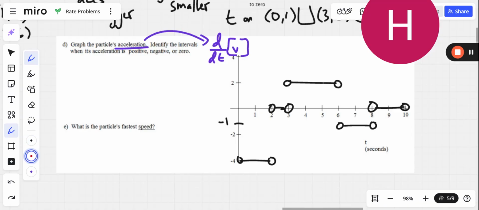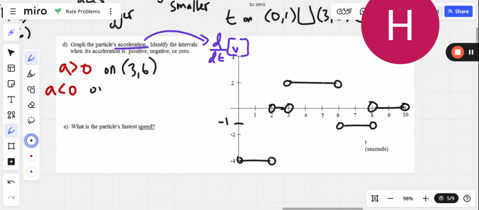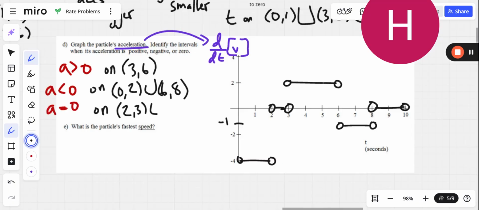Let's use a different color for that. Let's say a is greater than 0 on the interval from 3 to 6. We can say a is less than 0 on the interval from 0 to 2, and also from 6 to 8. And then we can say a is equal to 0 on the interval from 2 to 3, as well as the interval from 8 to 10.